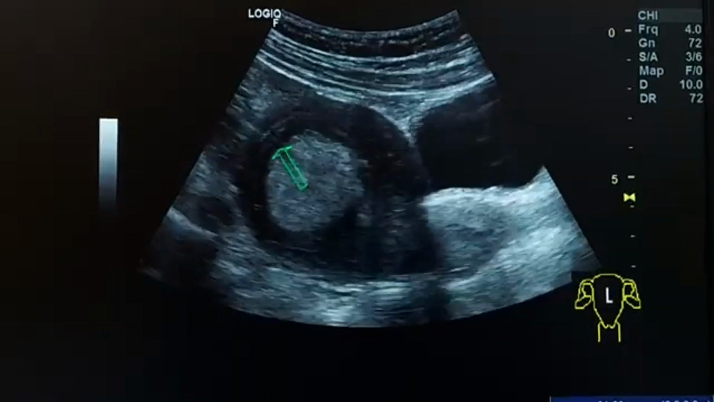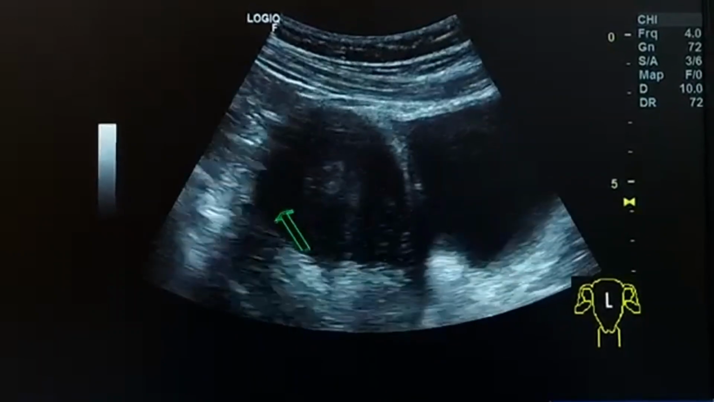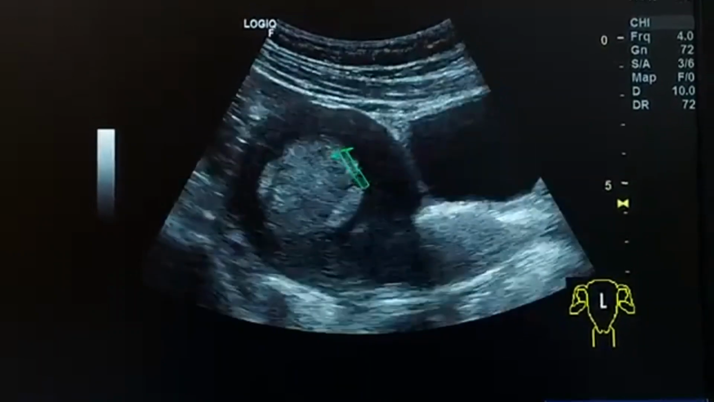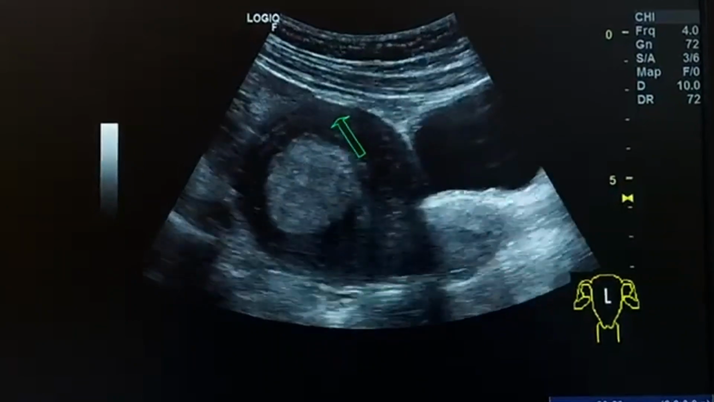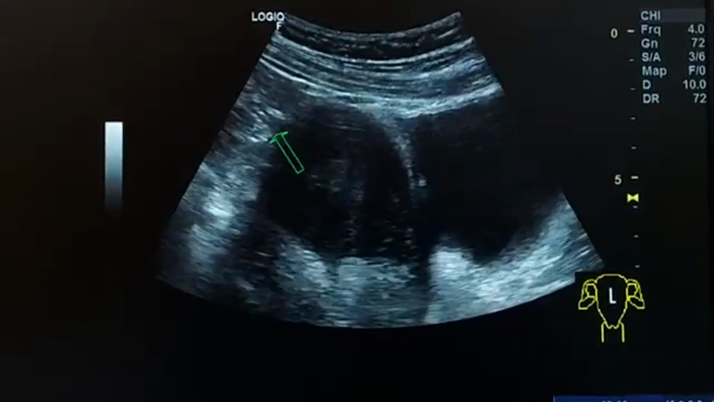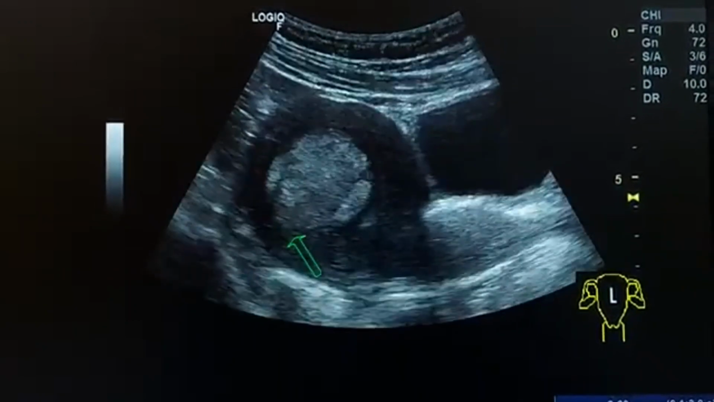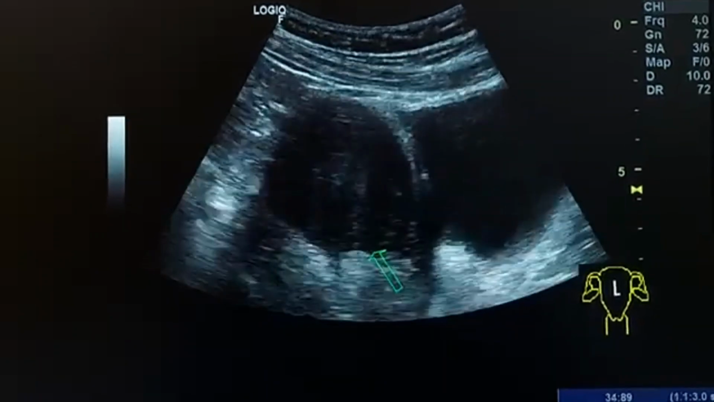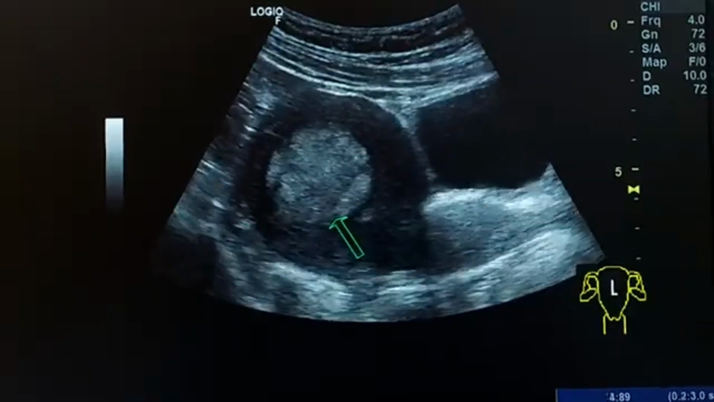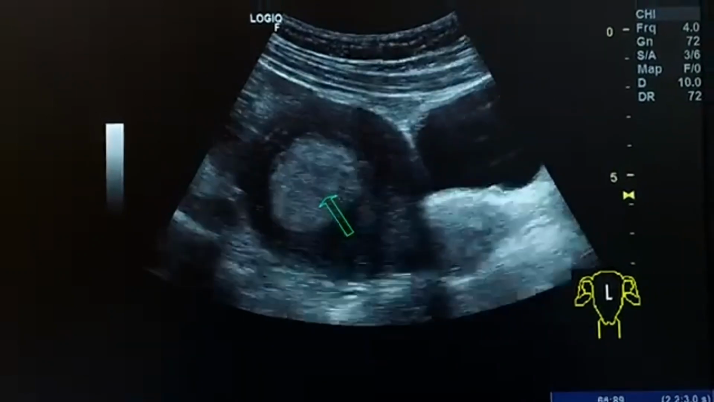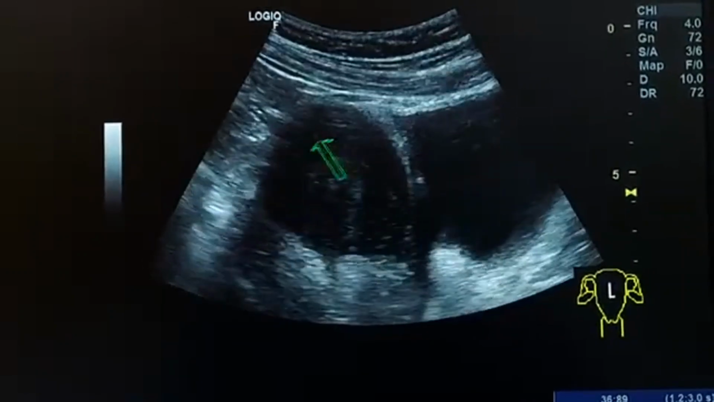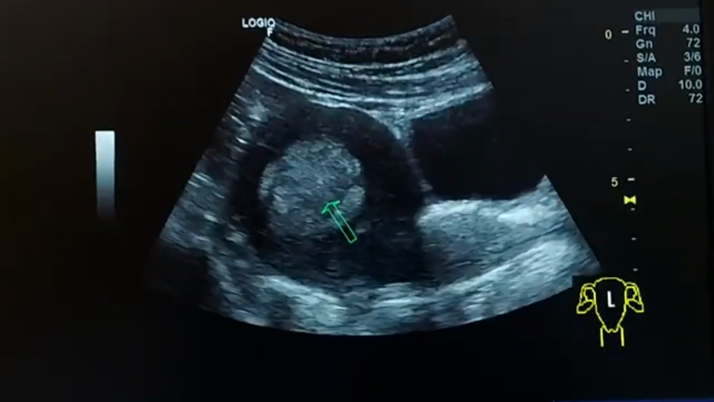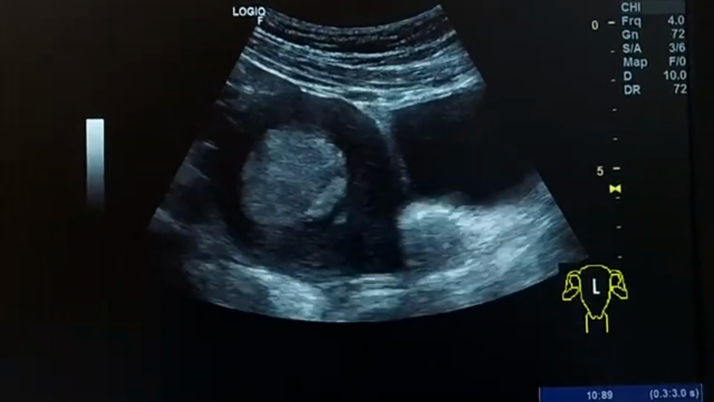We can also appreciate that the fundus is distended, as you can see, and there is also thinning of the myometrial wall of the upper part of uterus. And here you can see that myometrial wall is comparatively not thinned. So this establishes the fact that this lesion lies inside the endometrial cavity.